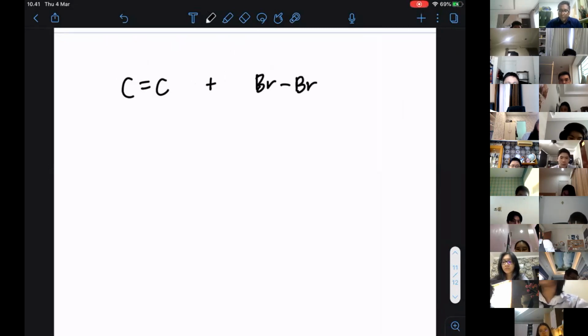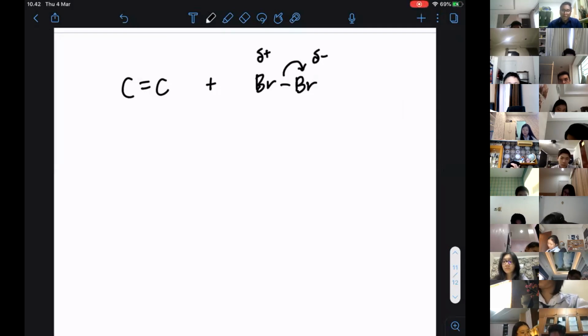Br2 is non-polar. So how do we show that it is going to have a partial positive or partial negative? When it comes near the double bond, there is a lot of electron density. The electrons will repel the electrons inside the Br2 to the other side of the Br. That is how we get the partial positive charge and partial negative charge. It's not polar, but the electron-electron repulsion makes it that way.